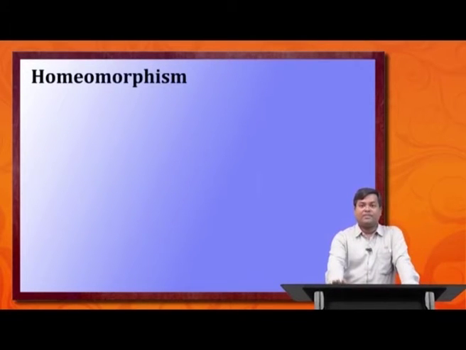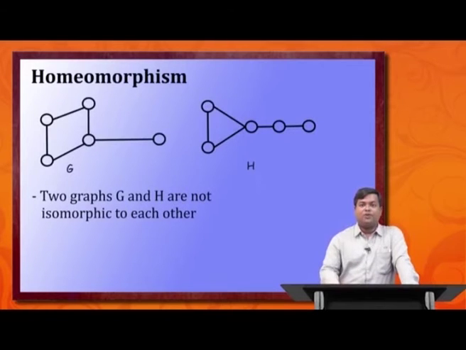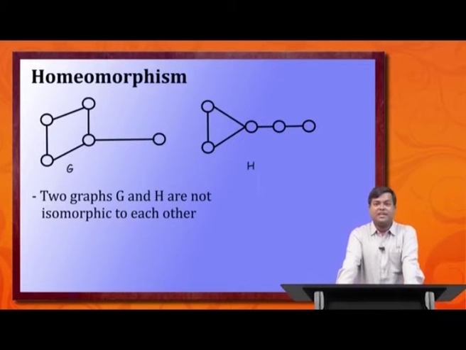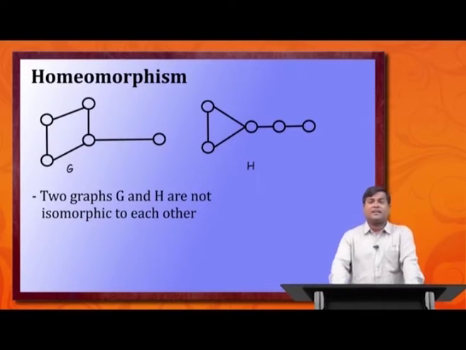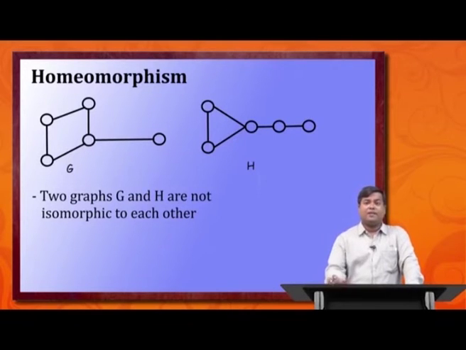Now, let's come to one more very important topic, which is called homeomorphism. What is homeomorphism? I have drawn two different graphs. One is G, another one is H. These G and H are basically not isomorphic to each other, because we can see that G has a circle with 4 edges and H has a circle with 3 edges. So they are not isomorphic.